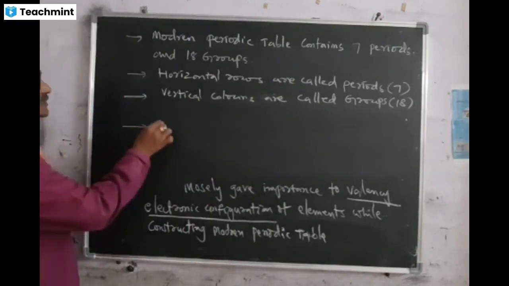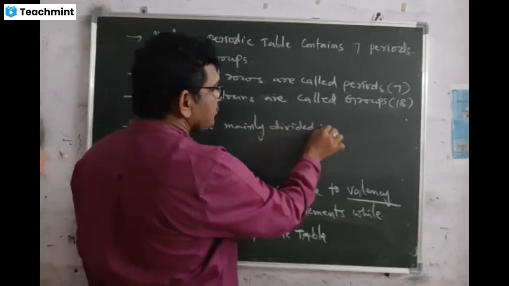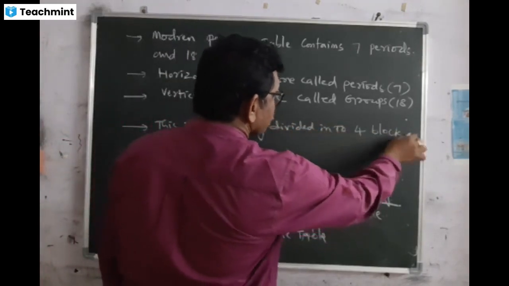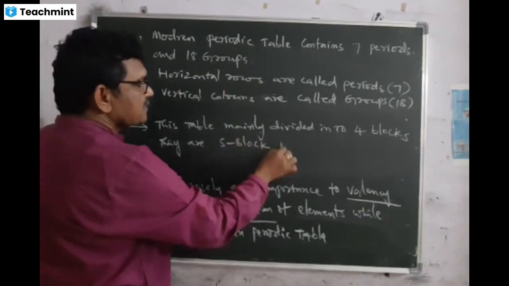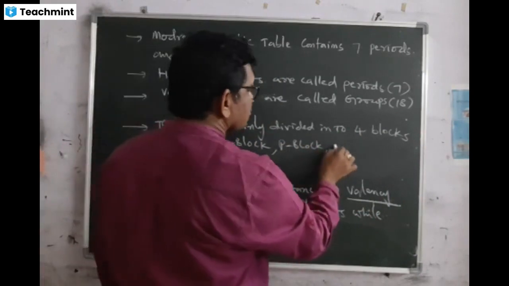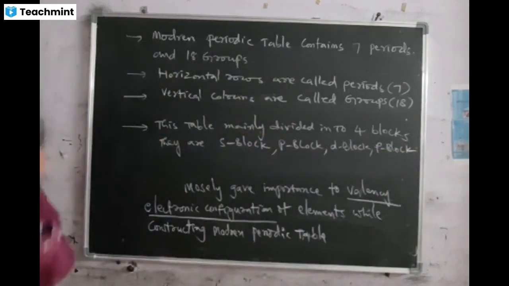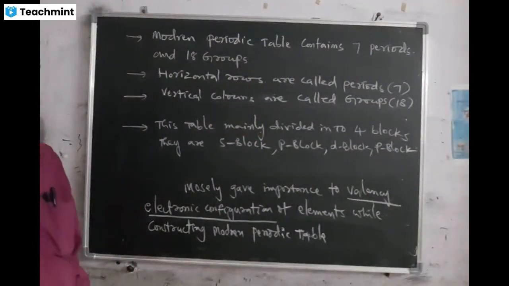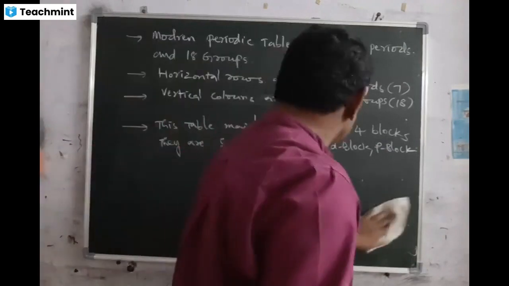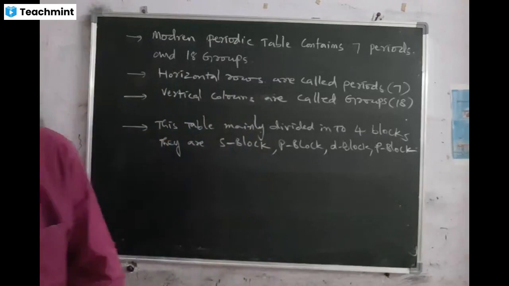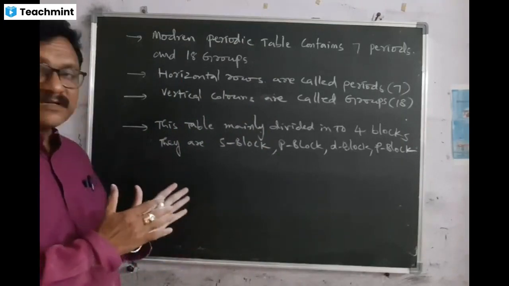This table is mainly divided into four blocks. They are S block, P block, D block, F block. What are those four blocks? S block, P block, D block, F block. So I give you a rough table picture here. Later we will discuss in detail. You don't bother about it; just move forward, we will understand very easily.